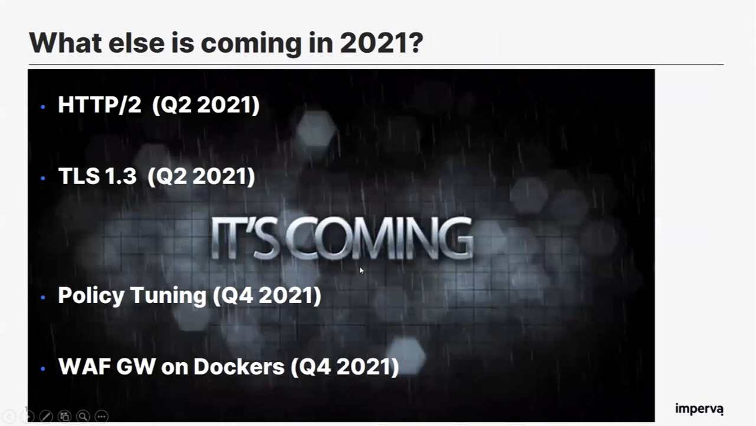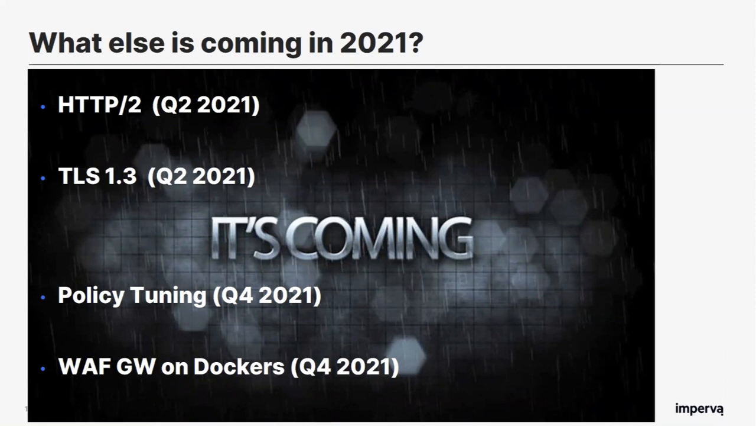What else are we planning? So I mentioned HTTP2. We get from customers the need to support HTTP2. There were some years in which many customers were talking about it, but no one really had traffic on HTTP2. Now we see it more, and we plan to support it in Q2 2021. That's the plan. TLS 1.3, of course, many customers are asking for that. It's been there for a while, and we're planning to support it also in Q2 2021.